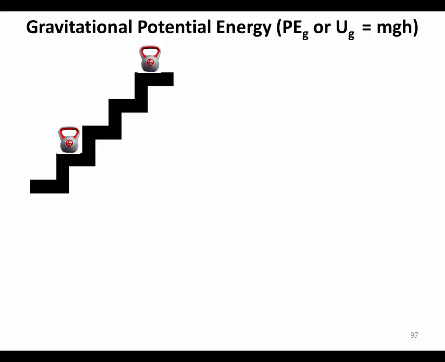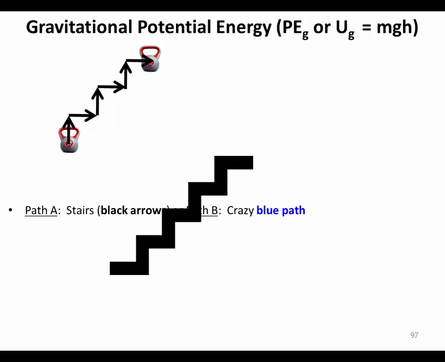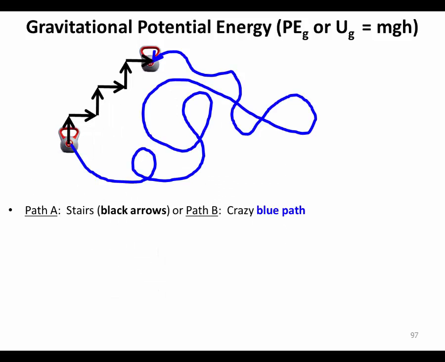So let's take a look at the gravitational potential energy, and let's derive this formula. First of all, we're going to move our weight up these stairs. And let's take two paths. One's a traditional path. We'll walk it up the stairs. The other path is we'll go through a crazy path here. And here's our crazy path.